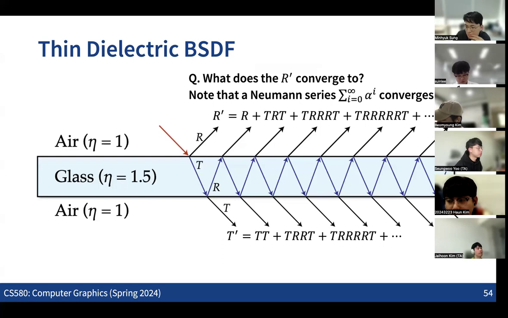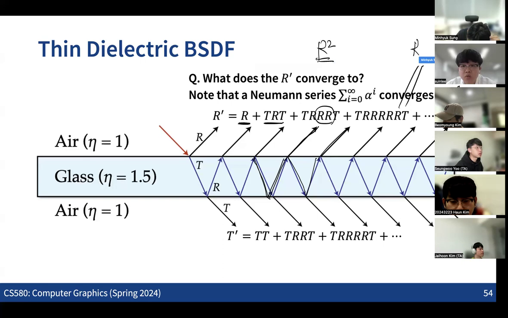Yeah, so as you can see, this will be the case where we have this R term and T times R times T. And after that, we have two more reflections, right? So we have two more reflections in the transmission and two more reflections in the transmission. So every time we are multiplying by R squared. So what we can see is that this is the same as R plus, starting with T times R, and then we are going to see 1 over 1 minus R squared, right?